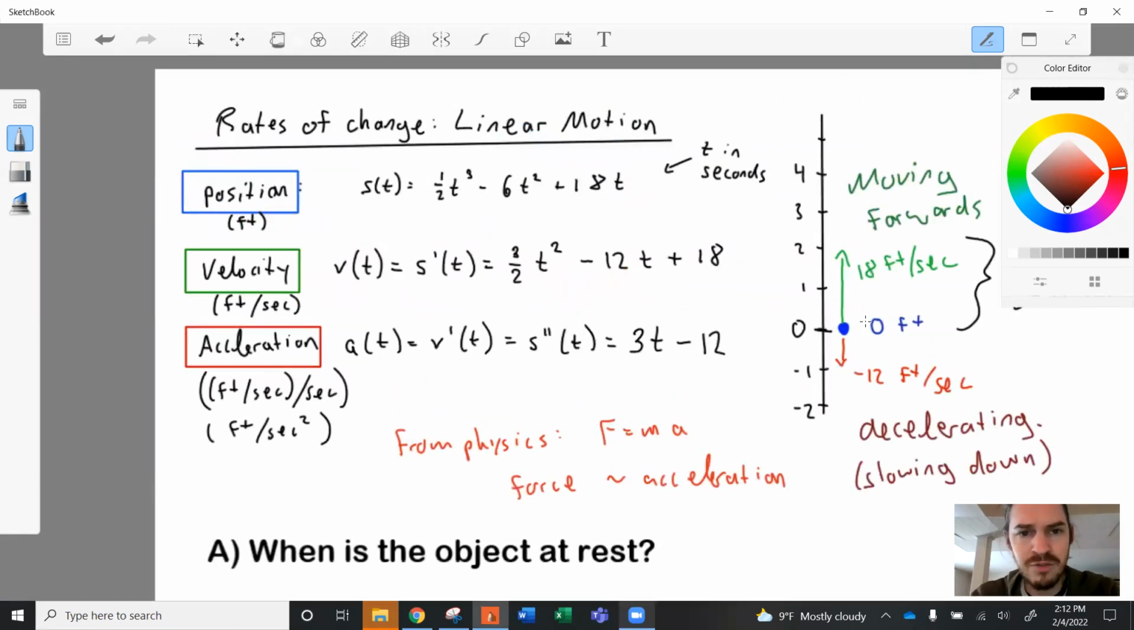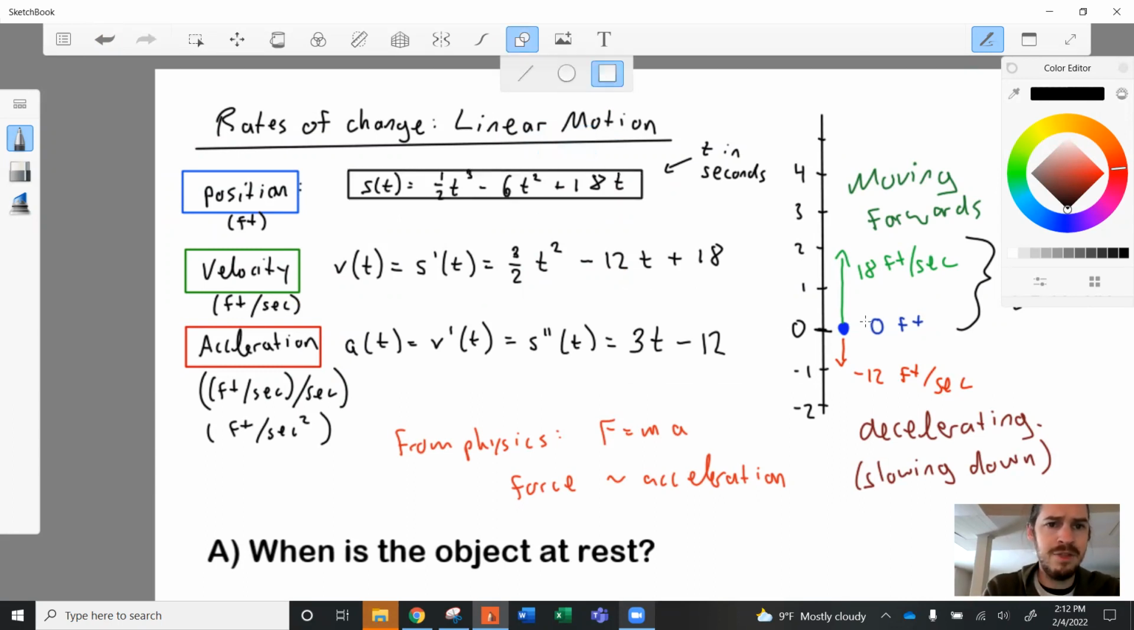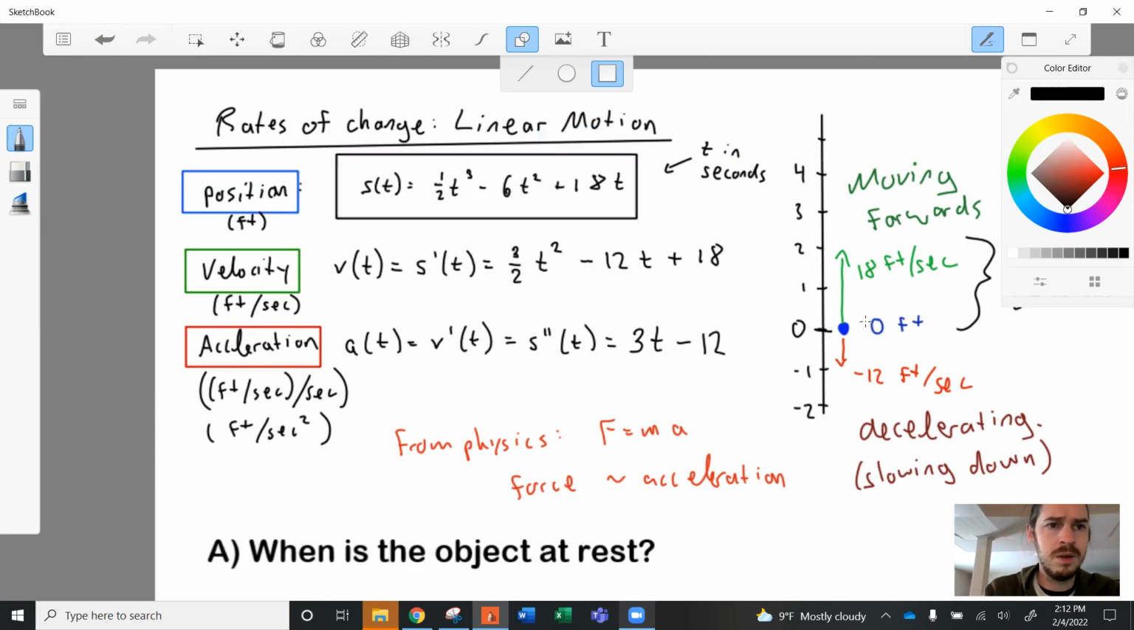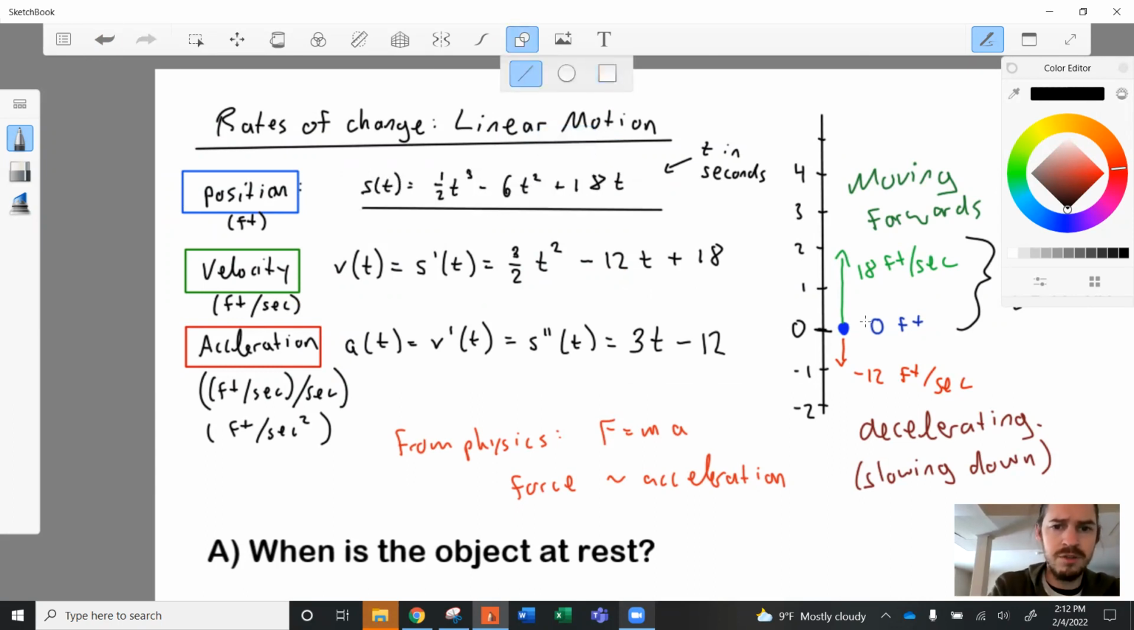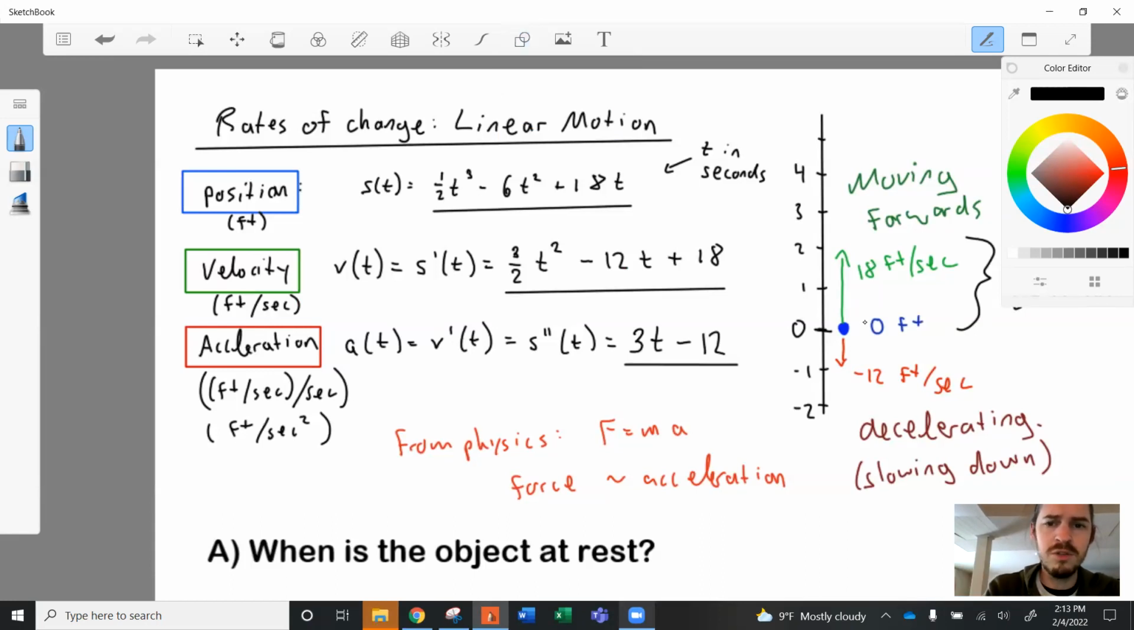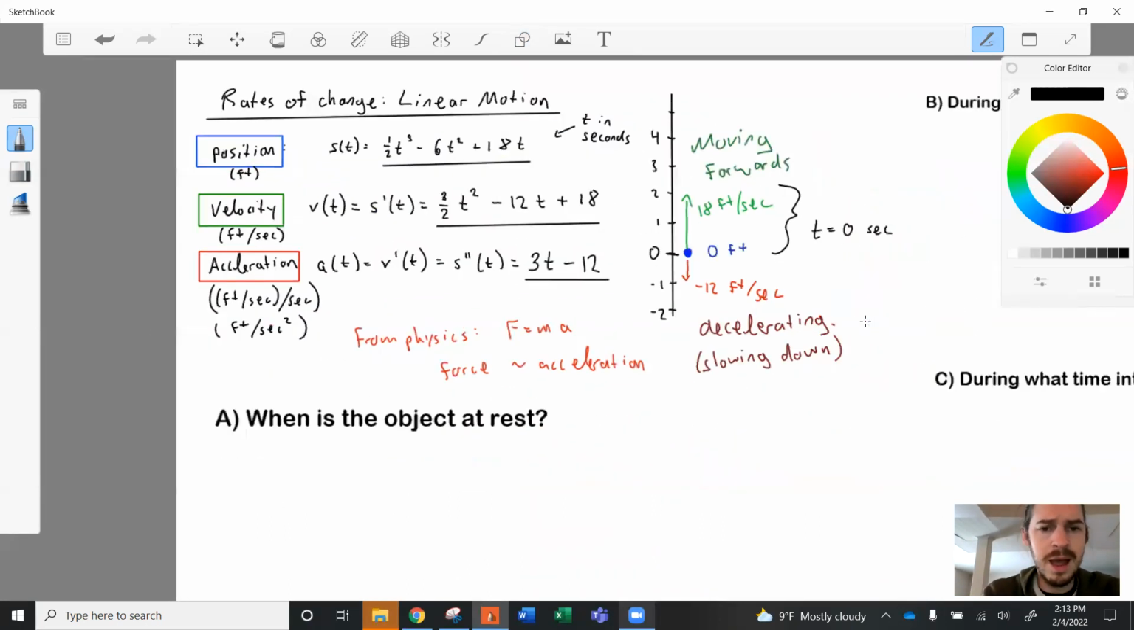So first of all, I have some of the same information on the screen that we had last video. We have the position function, the velocity function, and the acceleration function. I'll just underline them. So there's position, that one there. Velocity was this one here. Acceleration is this one. So we'll use those when we need them.